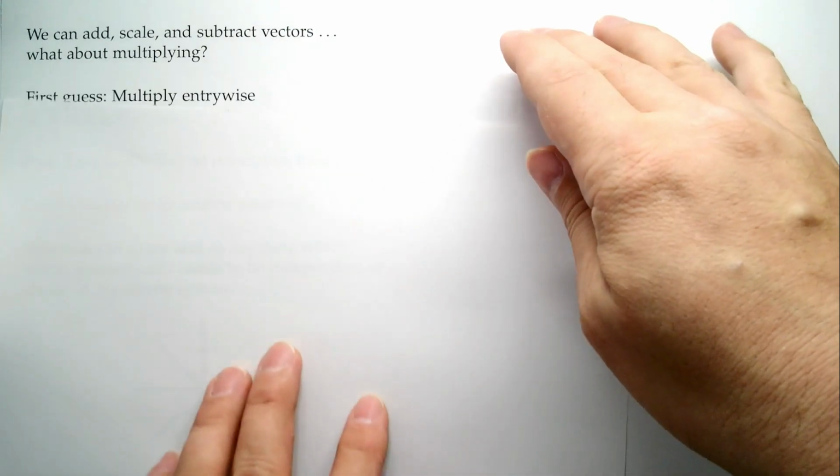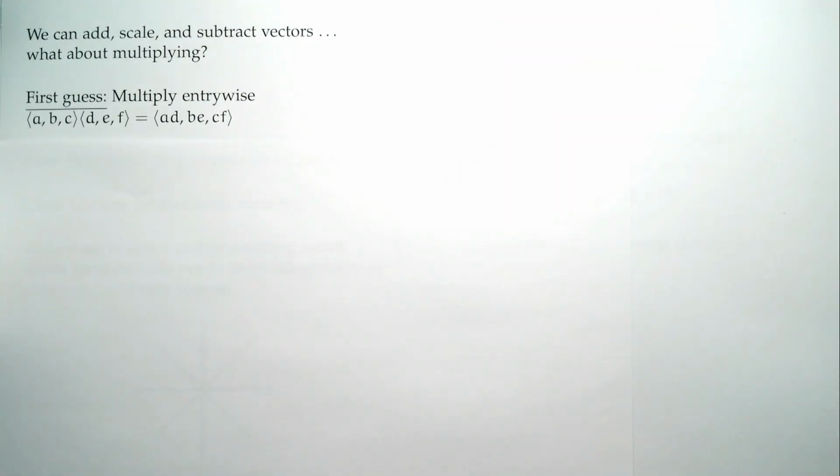Okay, so let's think about it. Now, the natural first thing to think about is when we scaled each entry, when we added each entry. So when we multiply, why don't we just multiply each entry? It seems really good, right? It's beautiful. And there's a lot going for this.